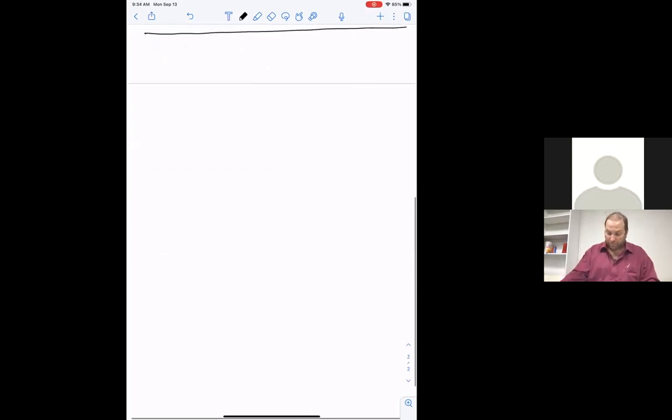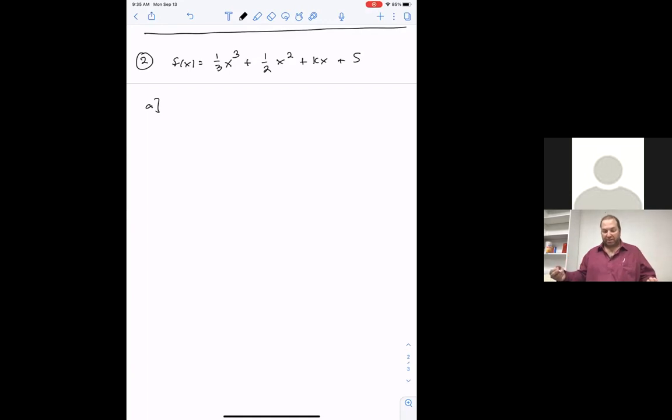Question number 2. We have the function f of x is equal to 1/3 x cubed plus 1/2 x squared plus kx plus 5. It has a local maximum and a local minimum, and the local maximum is at x equals negative 3. They want to show in part A that k must be negative 6. Well, if there's a local maximum at x equals negative 3, the derivative must be 0 at x equals negative 3. Again, this is an SL conclusion, even I think an HL conclusion, but at a more advanced level not necessarily true, but for SL it is.